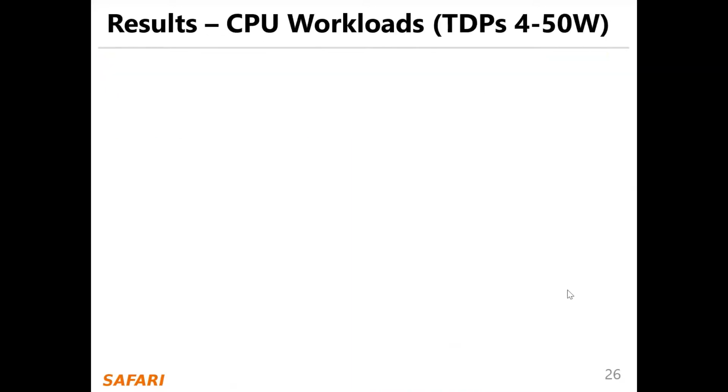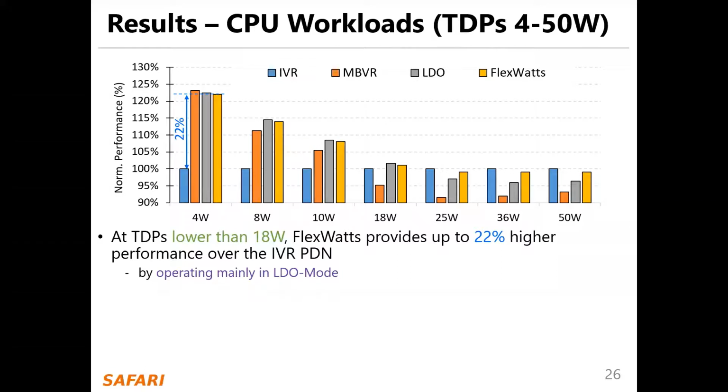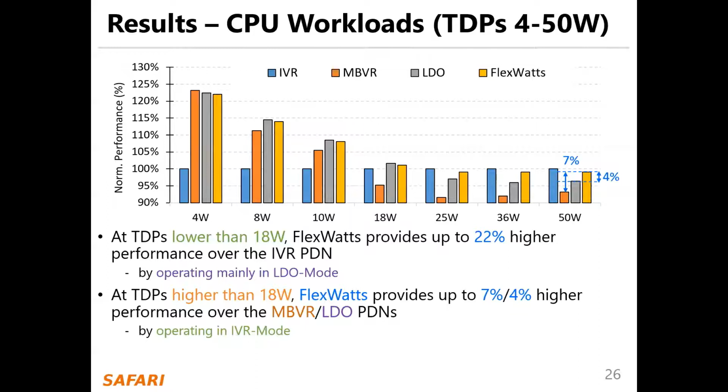Let me start with showing the results for the CPU workloads. At TDPs lower than 18 watts, FlexWatts provides up to 22% higher performance over the IVR PDN by operating mainly in LDO mode. At TDPs higher than 18 watts, FlexWatts provides up to 7% and 4% higher performance over MPVR and LDO PDNs by operating in IVR mode.